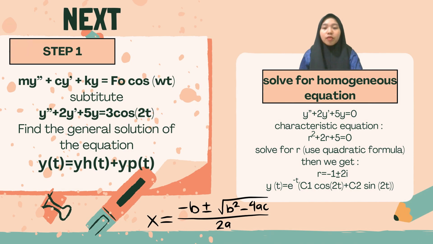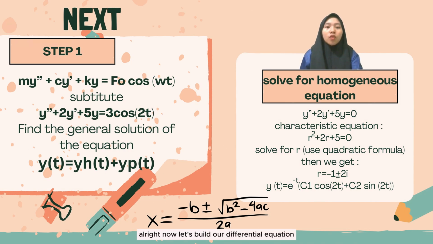Now let's build our differential equation based on that system. We are using the standard form, which is my double prime plus cy prime plus ky equal to F naught cos omega t. Then we substitute our values and we get y double prime plus 2y prime plus 5y equal to 3 cos 2t. As you can see, this equation is non-homogeneous because the right hand side is not 0.